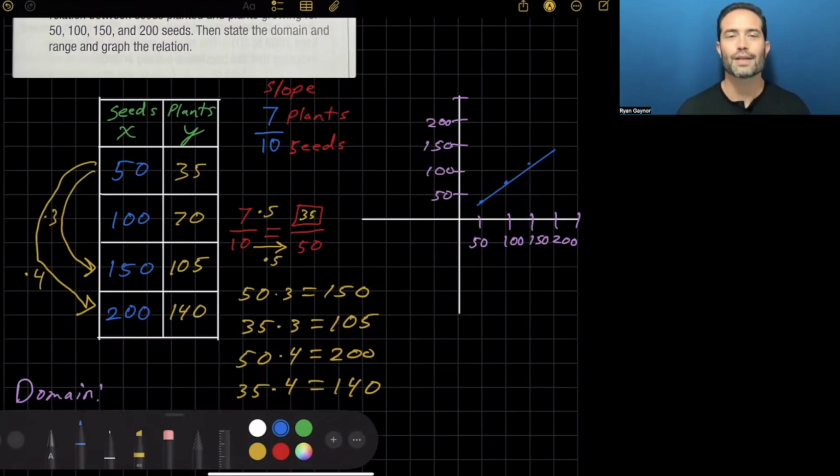All right. Thank you all so much for tuning into this video. I really appreciate it. This is again the relations for Algebra 1. This is a word problem example where we're taking the word problem and the information, changing the relation into a table and to a graph, and stating the domain and range.